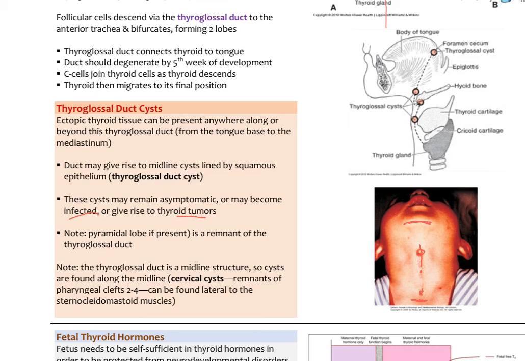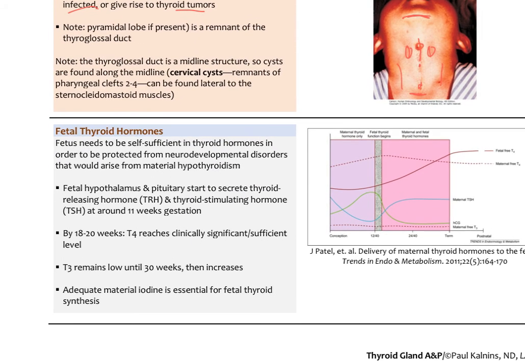If there are other structures on either side, those could be cervical cysts, and those are remains of the pharyngeal cleft. So if you feel it more laterally, but not to the extent of where we have our lymph nodes by the sternocleidomastoid muscles, that would be a cervical cyst, most likely. So those are different than the thyroglossal duct cysts. All right, so that's a little bit about the embryologic origin of the thyroid.